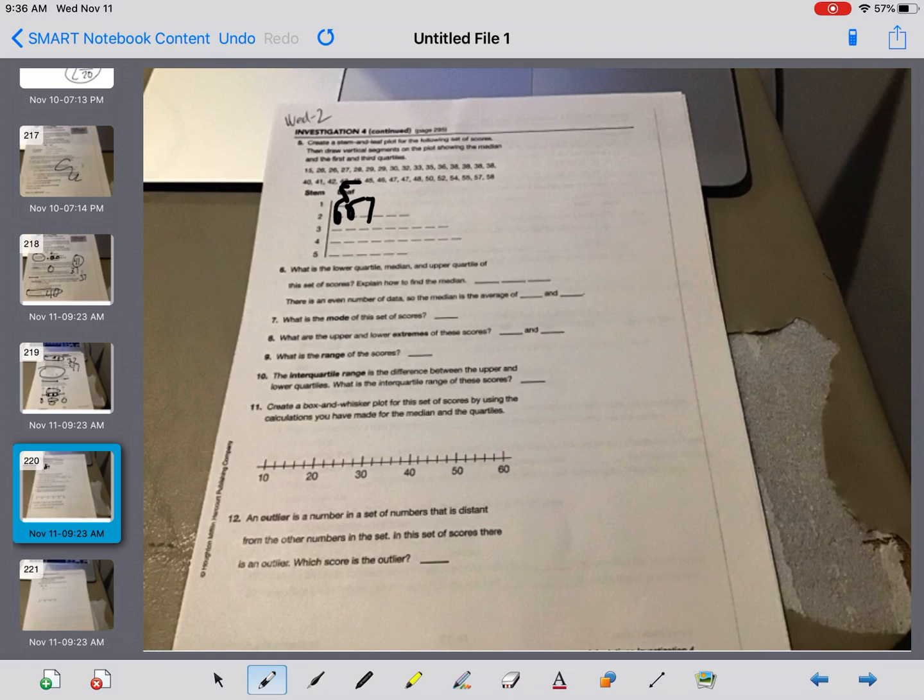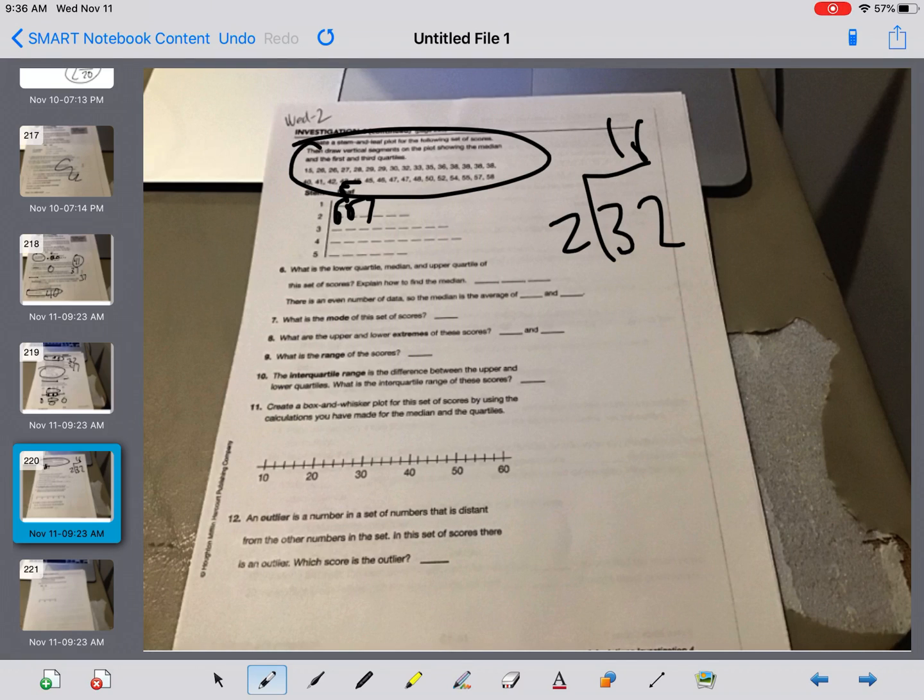Okay, number 6 says answer those questions. What were the lower quartile, the median, and the upper quartile of this set of scores? Explain how you find the median. Okay, step 1, guys, I got to count how many scores are there total. So you're counting all those up. I got 1, 2, 3, 4, 5, 6, 7, 8, 9, 10, 11, 12, 13, 14, 15, 16.